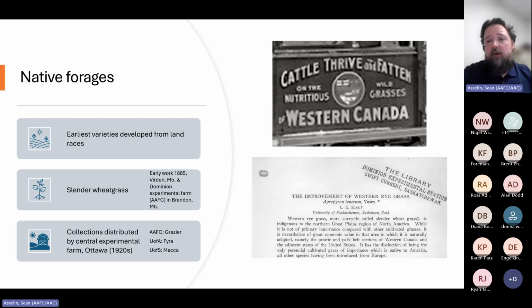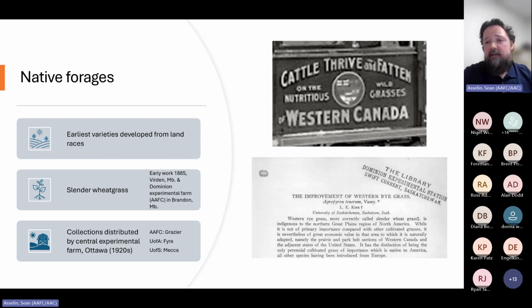So we've actually been developing native grasses for forage production for quite a long time in Canada, over 100 years now. Earliest varieties were actually developed in Western Canada from primarily Saskatchewan, looking at the major species being slender wheatgrass. This is a species that early work started in the late 1800s in Manitoba, and by the 1920s, there was growing research being conducted at various Agriculture and Agri-Food Canada research stations, including the Dominion Centre in Manitoba, as well as the Experimental Farm in Ottawa.